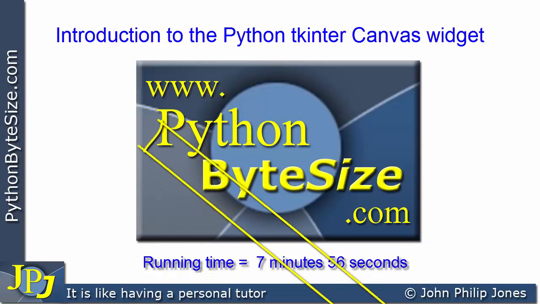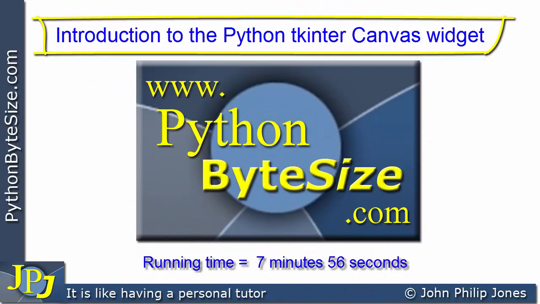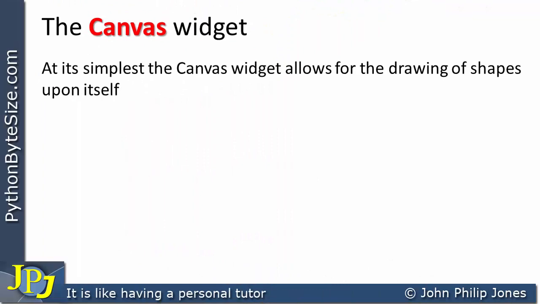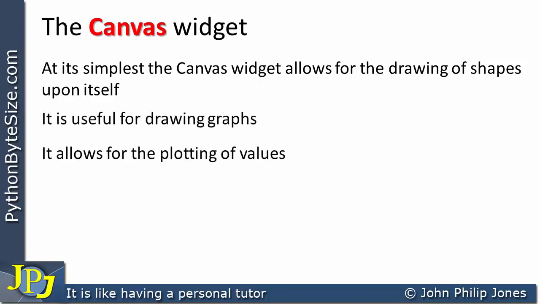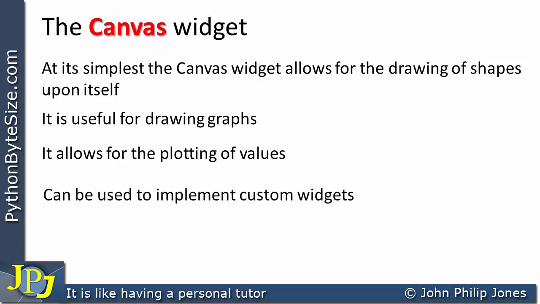In this video, I'm going to introduce the tkinter canvas widget, what it's used for, and how you can place one onto a window. At its simplest, the canvas widget allows for the drawing of shapes upon itself. It is useful for drawing graphs, it allows for the plotting of values, and ultimately it can be used to implement custom widgets. That's widgets that you as a programmer can develop from scratch.